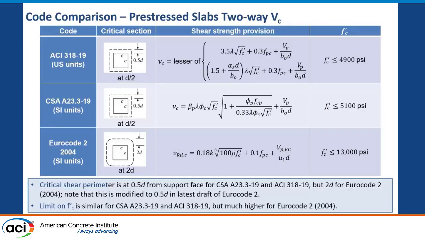So the two-way shear strength for the slabs in the database was calculated based on ACI provisions, the Canadian code provisions, and the Eurocode. The equations used for calculating these punching shear strengths are summarized in the table given. The f'c value limit for ACI and the Canadian code are pretty similar at around 5,000 psi. However, for Eurocode, it is pretty high at 13,000 psi.